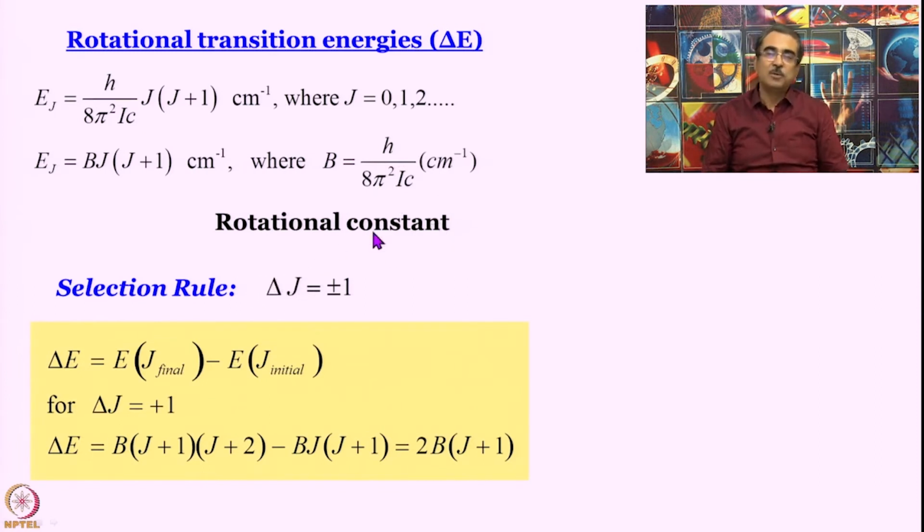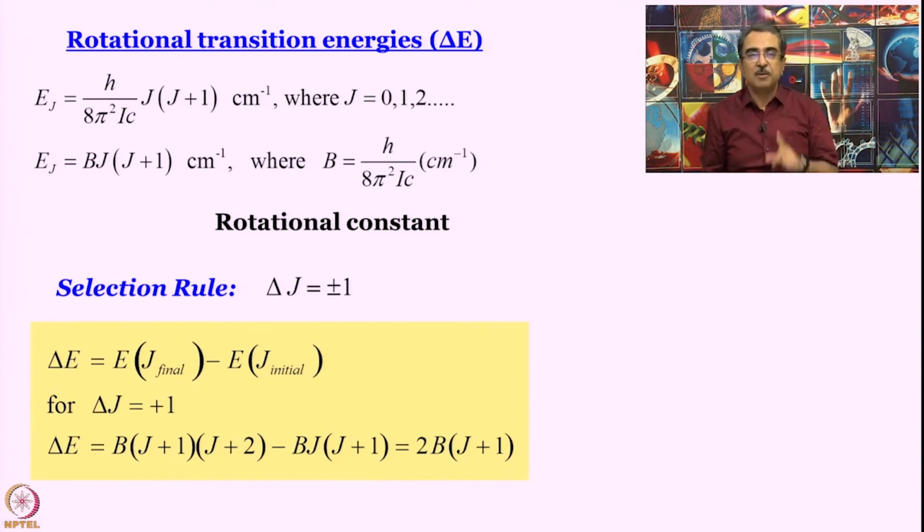There is a selection rule. I told you earlier that not all transitions take place. So, selection rule without going into the derivation here is delta j equal to plus minus 1. So, what would be delta E for delta j equal to plus 1? You just substitute the values and work out. B is the constant; what is the energy for the jth level? B j into j plus 1. To know the energy of the j plus 1th level, I just have to write j plus 1 in place of j. So, it becomes B into j plus 1 into j plus 2, subtract this from here, you get 2B into j plus 1.